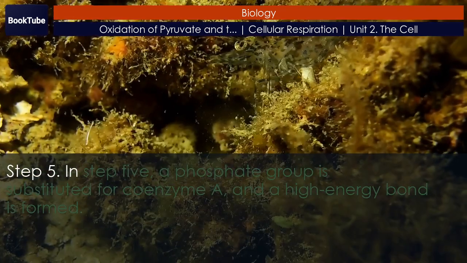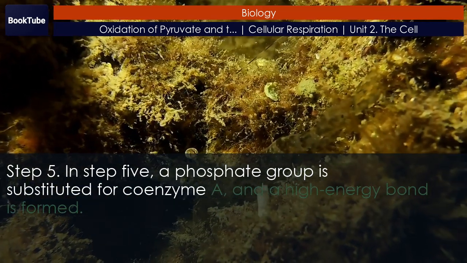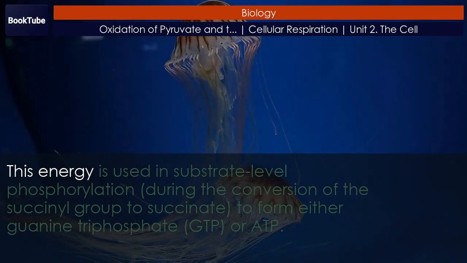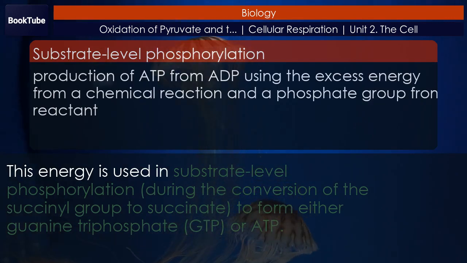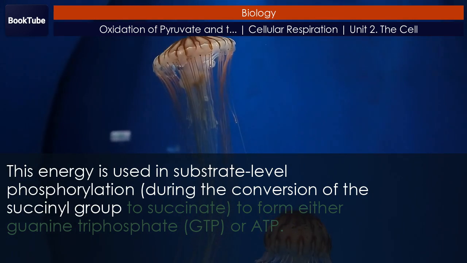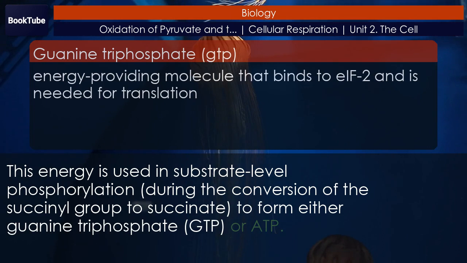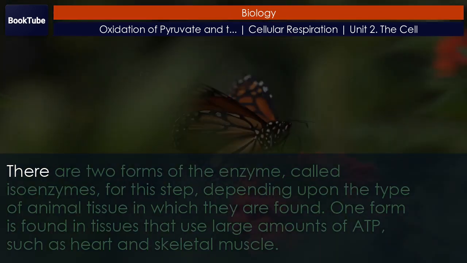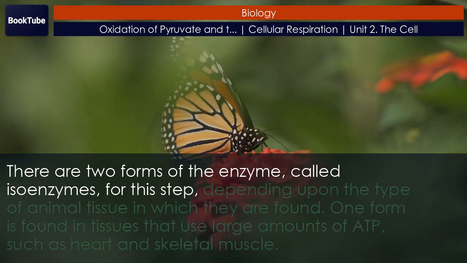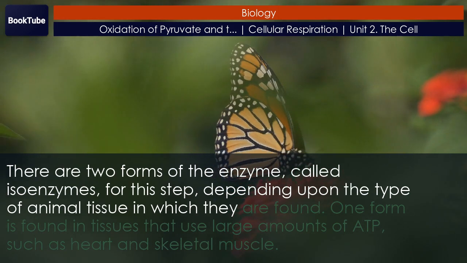Step 5. In step 5, a phosphate group is substituted for coenzyme A, and a high-energy bond is formed. This energy is used in substrate-level phosphorylation, during the conversion of the succinyl group to succinate, to form either guanine triphosphate, GTP, or ATP. There are 2 forms of the enzyme, called isoenzymes, for this step, depending upon the type of animal tissue in which they are found.